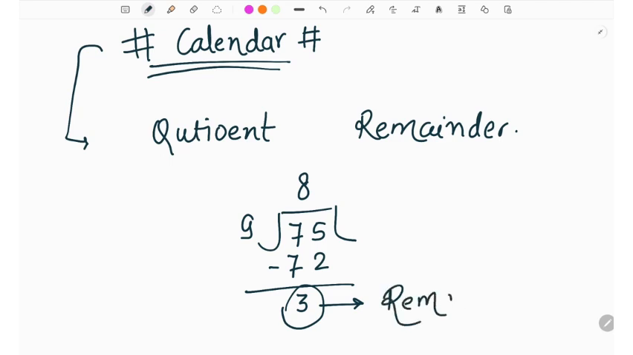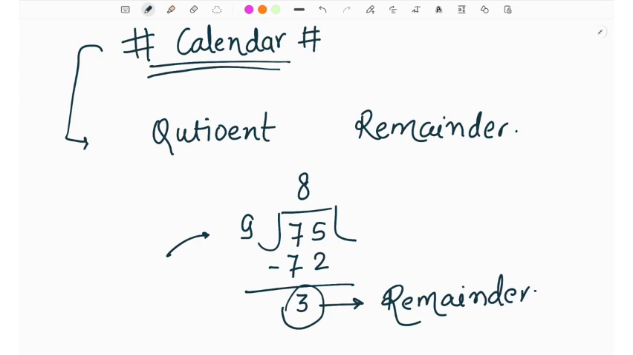This is called as a remainder. The left value, correct? And the number by which we are dividing the other number. Here we are dividing 75 by 9. Correct? We are dividing 75 by 9.